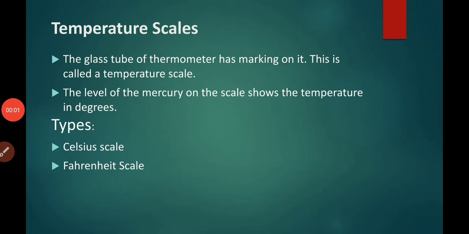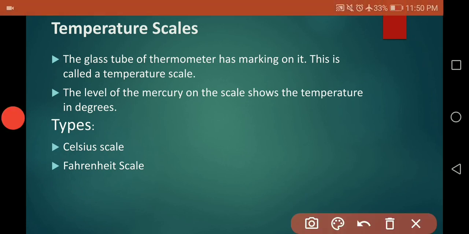The thin glass tube of the thermometer has markings on it. This is called the temperature scale. The level of mercury on the scale shows the temperature of the body in degrees. As I told you before, when the mercury goes up, it means it is getting hotter. When the mercury drops, it means it is getting cooler. Basically, here we have two types of temperature scales: the Celsius scale and the Fahrenheit scale.